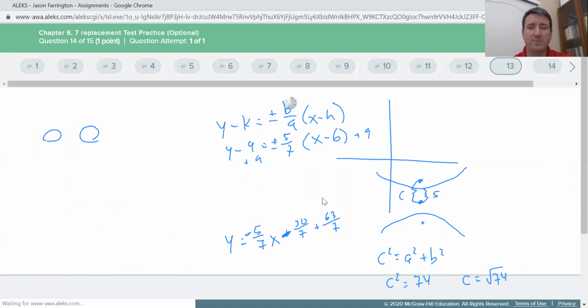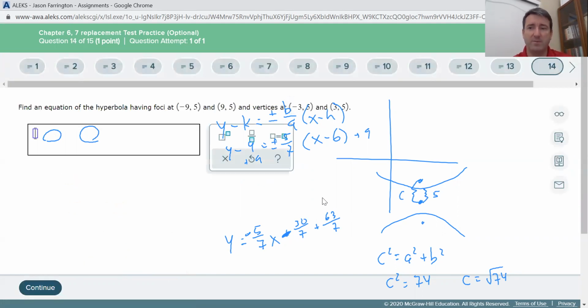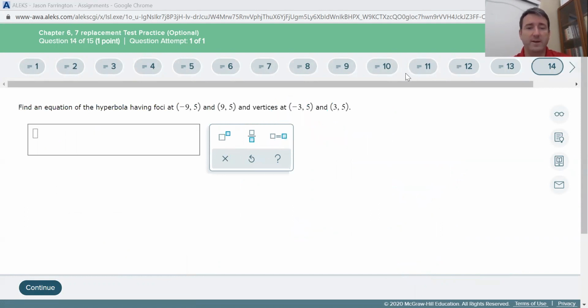That was a difficult problem, but remember to do as much of that problem as you can, because you'll get partial credits. For example, for finding the center of that hyperbola.